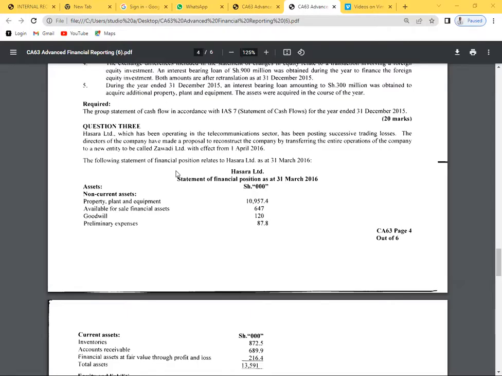Hasara Limited, which has been operating in the telecommunication sector, has been posting successive trading losses. I could not expect any better. Losses throughout because of the name. The directors of the company have made a proposal to reconstruct the company by transferring the entire operations of the company to a new entity. That tells me straight away that this is an external reconstruction. So the following statements of financial position relate to Hasara Limited.